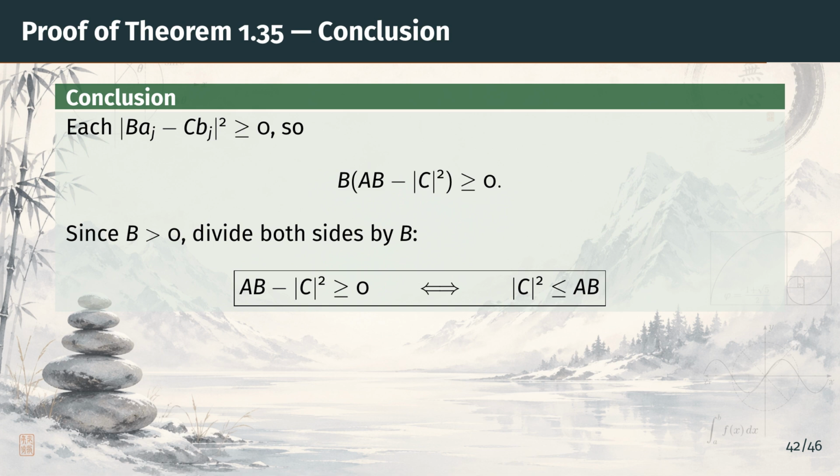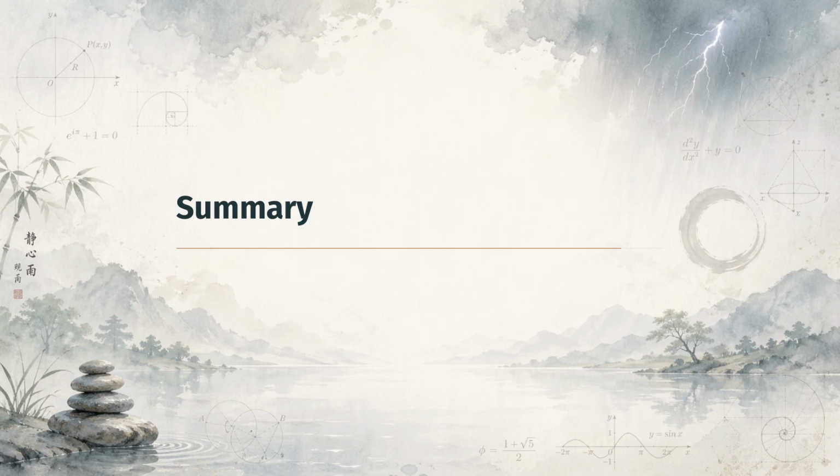Step back and appreciate the proof technique. We never needed to be clever with algebraic manipulations. Instead, we constructed a single non-negative quantity whose expansion encodes the inequality we wanted. This sum of non-negative terms trick is a powerful technique that appears throughout analysis. Let's now summarize the key ideas from this section.